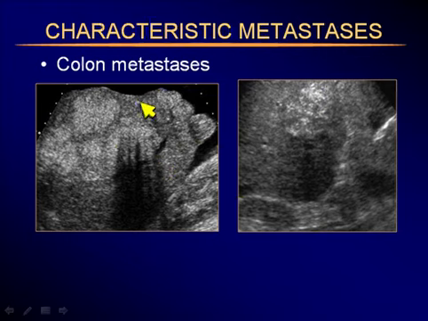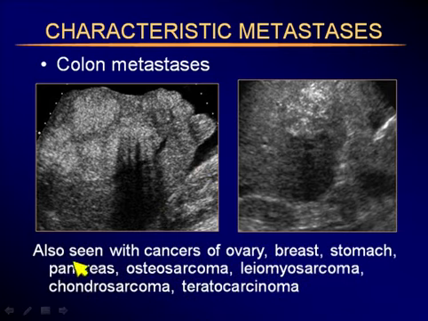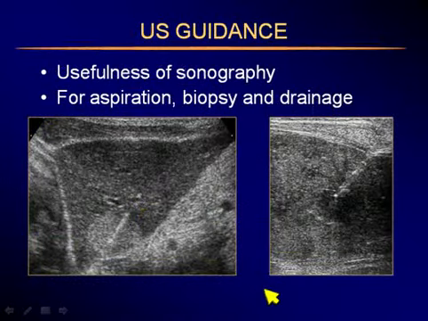Some metastases are calcified, and we usually think of them as coming from colon cancer, but there is a whole laundry list of other cancers. We can see calcified metastases with ovarian cancer, breast cancer, stomach cancer, pancreas, osteosarcoma, leiomyosarcoma, chondrosarcoma, teratocarcinoma, so certainly not a specific appearance. What's very useful with sonography is that when we're not sure and we need a tissue diagnosis, we can just guide a needle straight into the mass and get a biopsy or provide drainage if it's an abscess, and that's extremely useful.